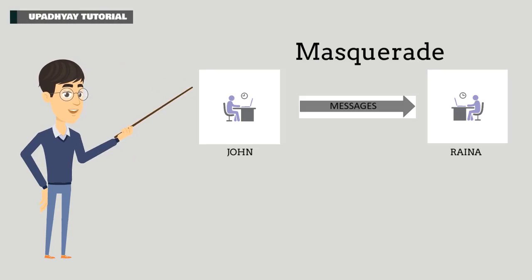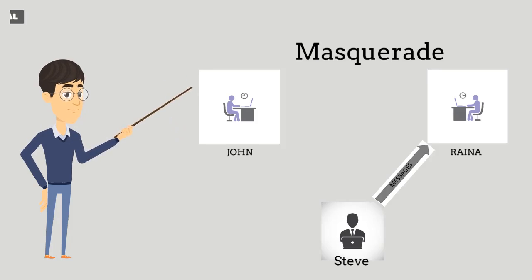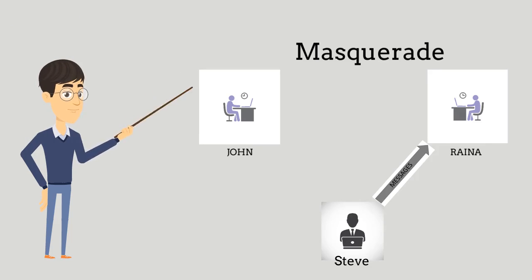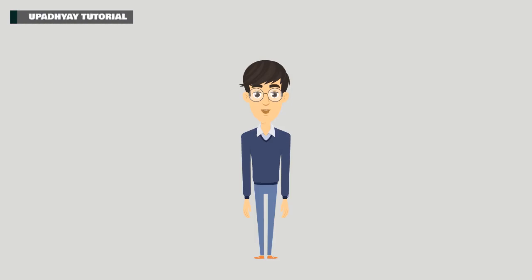Let us suppose John and Raina communicate with each other by sending messages using a messaging application over the internet. Both have their individual login credentials. Suppose an attacker named Steve somehow gets the login credential for John's account and starts sending messages to Raina by pretending to be John. Now, by pretending to be John, Steve can retrieve sensitive information from Raina. This scenario wherein Steve pretends to be John is an example of a masquerade attack. I hope you have understood what masquerade attack is.